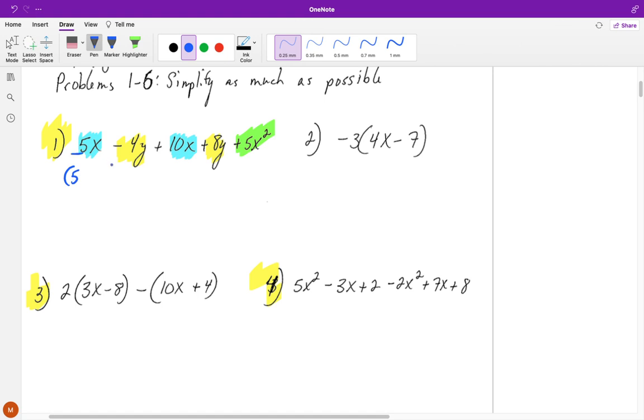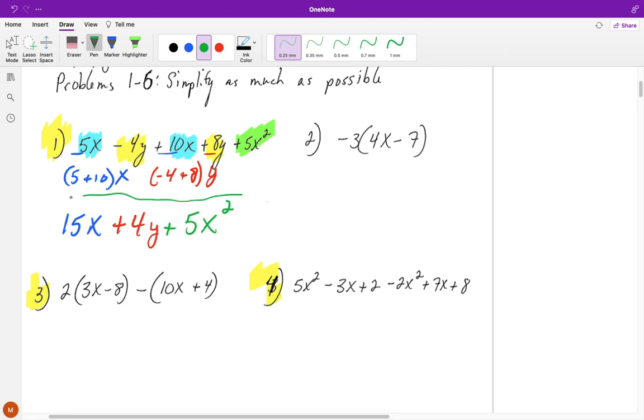So when I combine these like terms, I add the numbers out front. So since it's a positive 5, it's 5, and it's a positive 10, so it's plus 10x. And 5 plus 10 is 15, so I have 15x. And then when I go to add the y's, I have negative 4 and a positive 8, so negative 4 plus 8y, which is a positive 4y. And then there's nothing to combine with that x squared, so it's still just 5x squared. So since it's a positive, I am adding it. And that is our final answer for that.